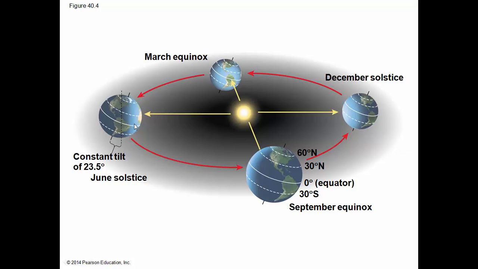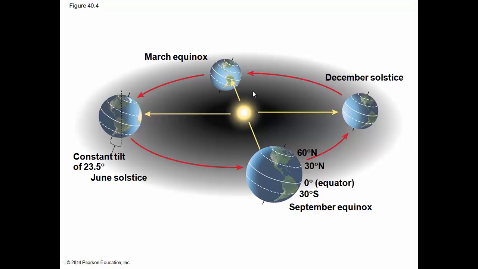This is when we have our summer, and this is when we have our winter. And then the opposite is true for the other side of the equator. So this December solstice is when the south of the equator has their summer, and June solstice is when the south of the equator has their winter.